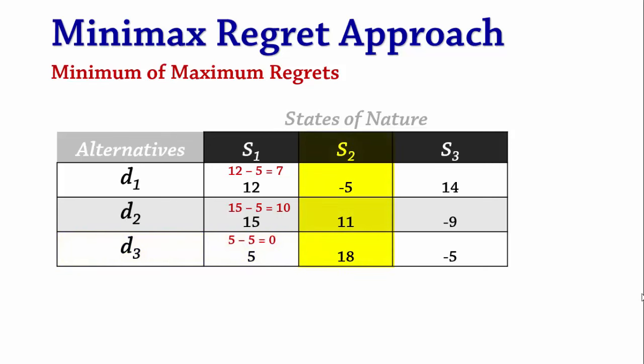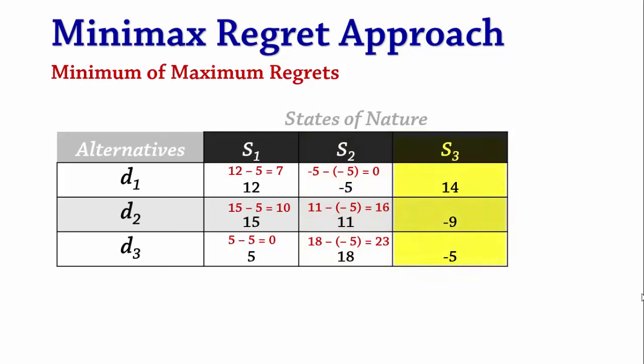For S2, your best payoff is -5. So if you chose D1, your regret will be -5 minus -5, which equals 0. No regret. Note that the double negative becomes positive. And if you chose D2, your regret is 11 minus -5, which equals 16. If you chose D3, your regret will be 18 minus -5, which equals 23.